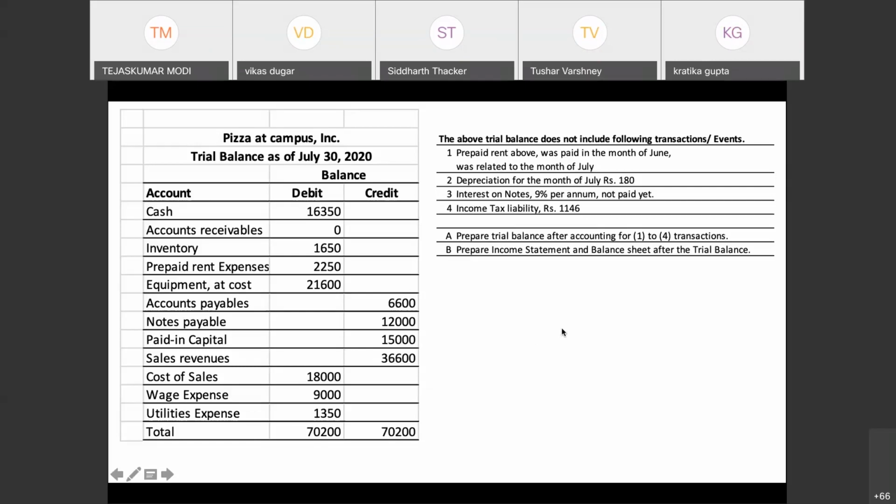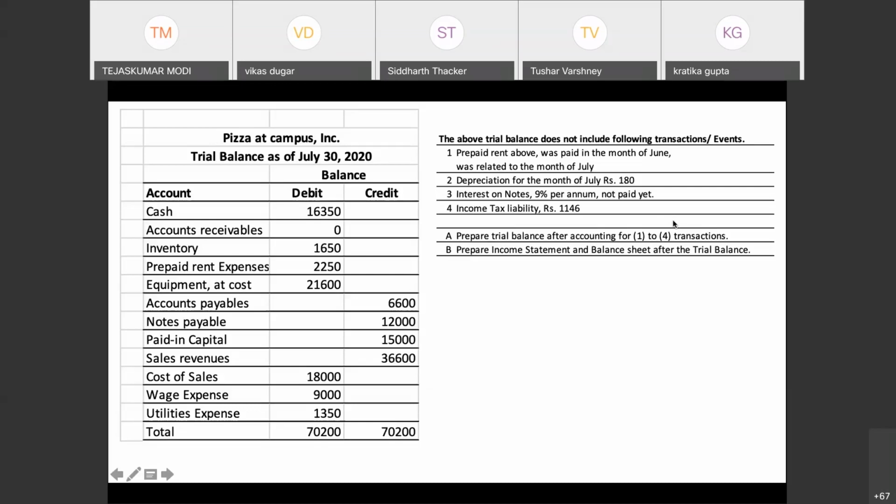Sir, on the notes payable of 20,000, we charge interest of 9% annually. So according to me, the entry should be interest account debit to interest payable. Yes, very good, beta. Remember, in this transaction, the interest on loan is the expense for you. Because every month we are preparing financial statements for 1 month, that is the month of July. So we are going to record transactions related to the month of July. Now, interest notes payable are 12,000 rupees, and the interest on that is 9% per annum.